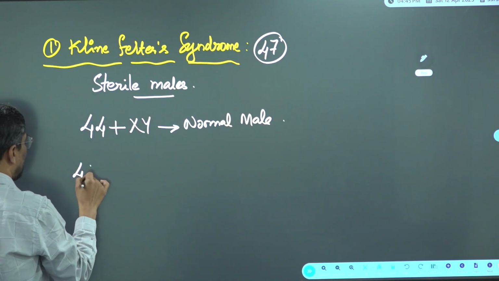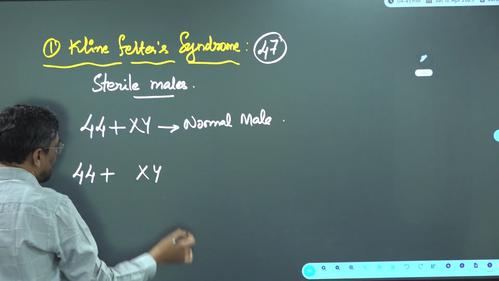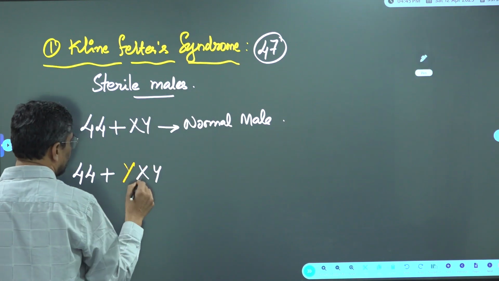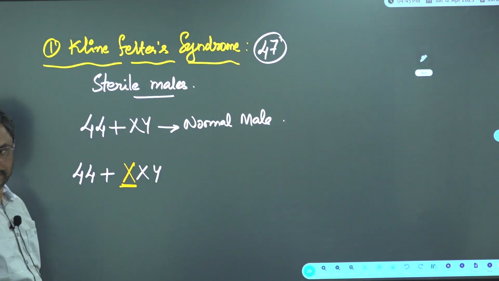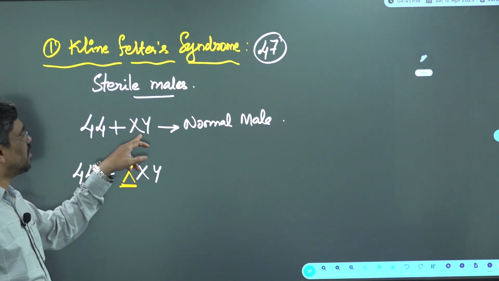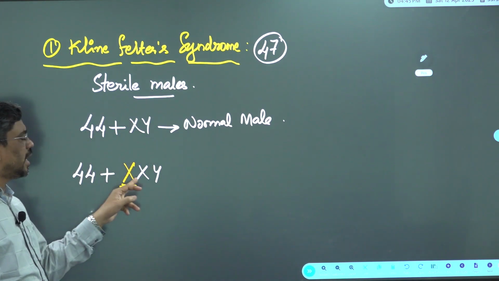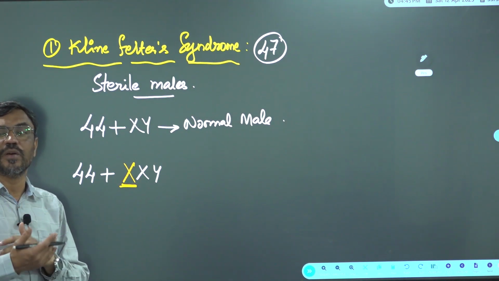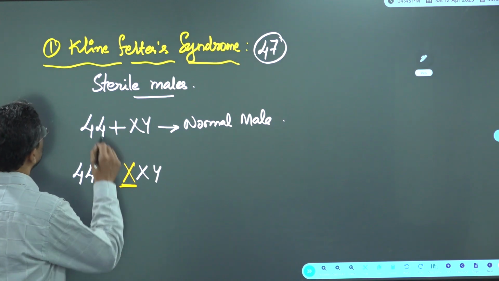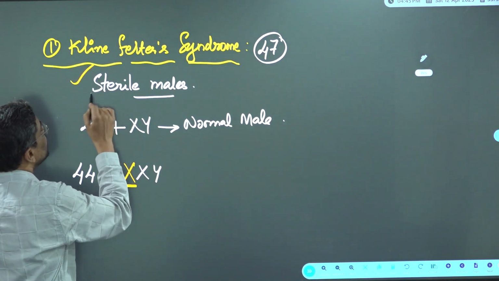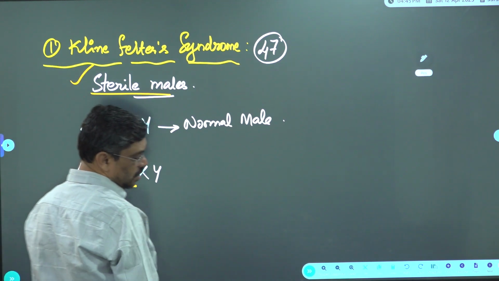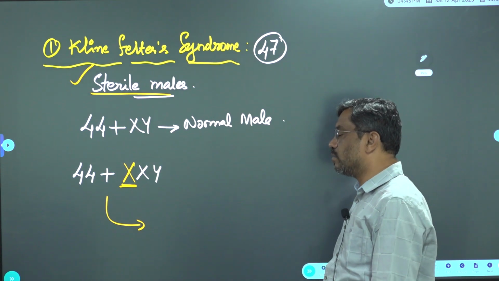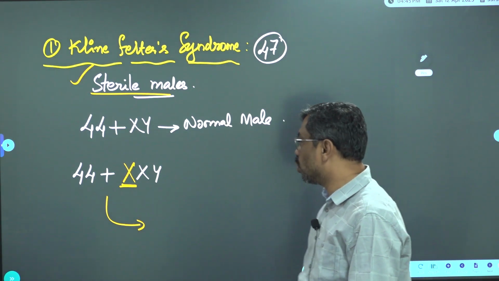Okay. Here in Klinefelter syndrome, 44 plus XY and another X chromosome is added. An extra X chromosome is added. Are you getting it? So 44 plus XY is a normal male. To this normal male, an extra X chromosome is added. So he will get some feminine characters. So this is Klinefelter syndrome. These are sterile males. They develop some feminine characters. 44 plus XXY.